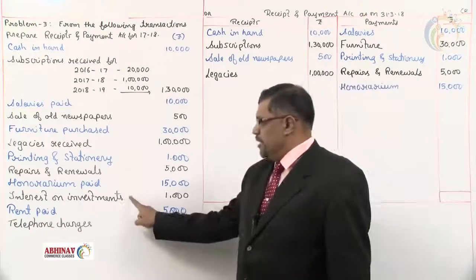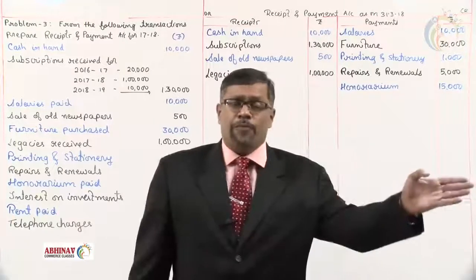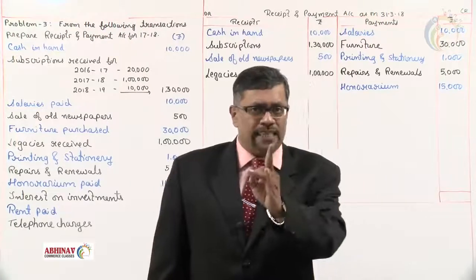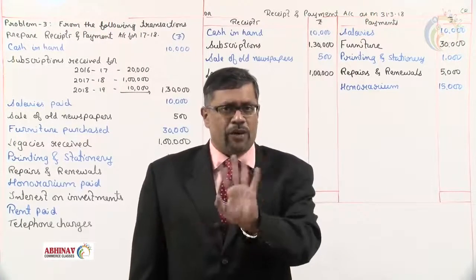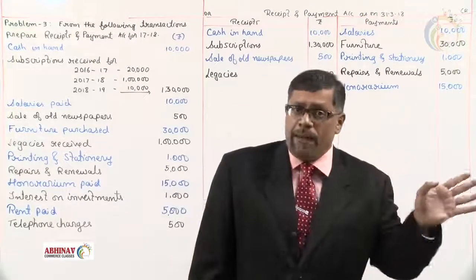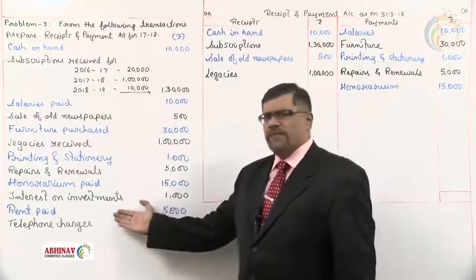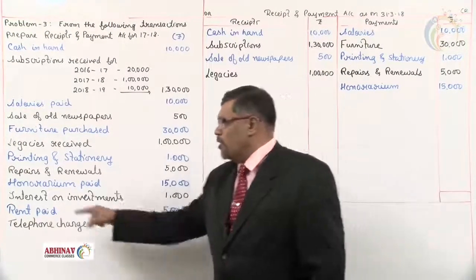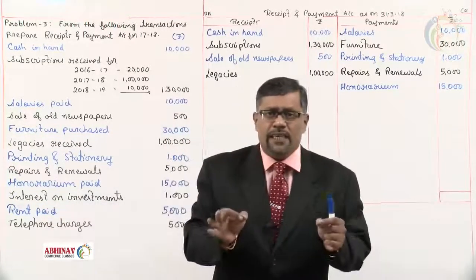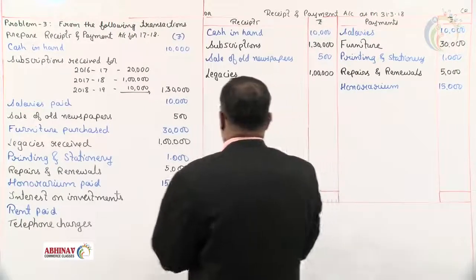Next. Interest on investment. Investment is an asset, like the deposit we keep in the bank. On the asset, when there is interest, that cannot be an expenditure, that has to be income. Because when we keep the money in the bank, we receive interest from the bank. Similarly, whatever investments the business has made, on that the business will receive interest. Received interest is income. Cash comes in, it's a receipt.